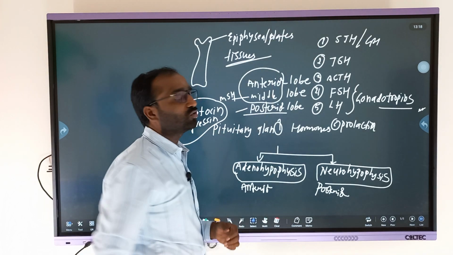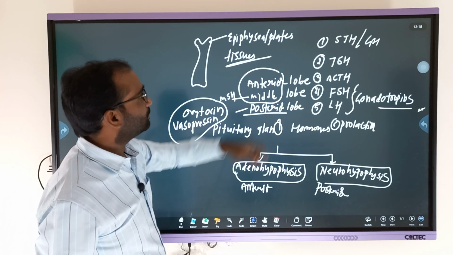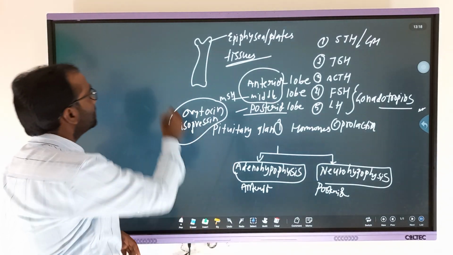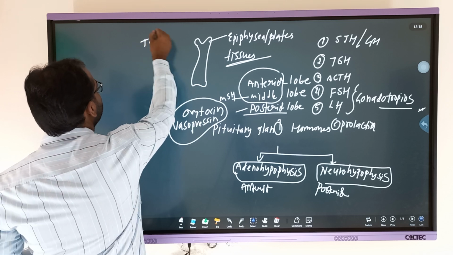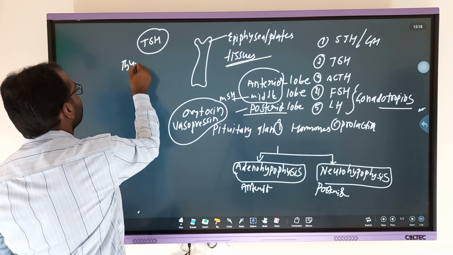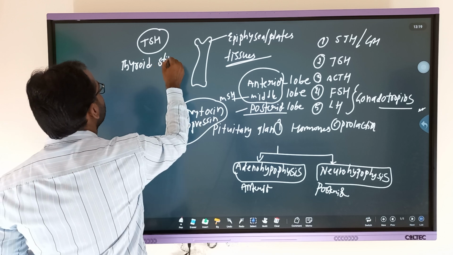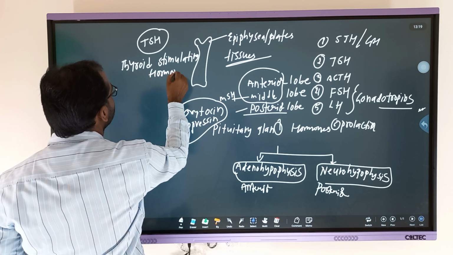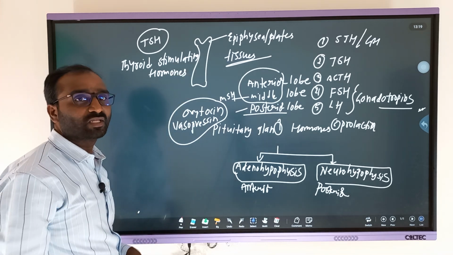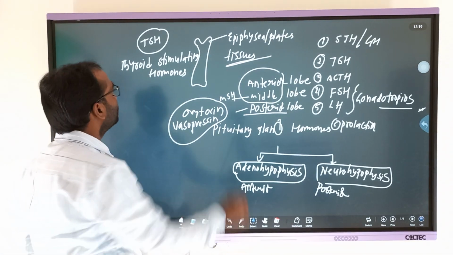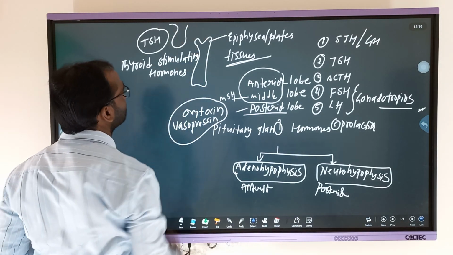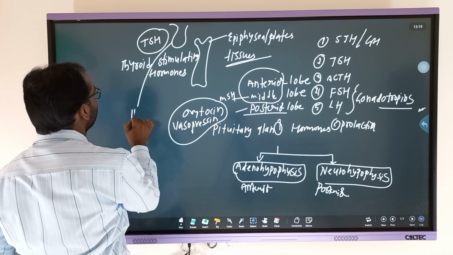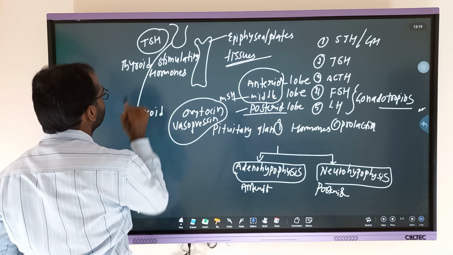Hence it is called what? Growth hormone. Then move on to the TSH, thyroid stimulating hormone. So what does TSH mean? Thyroid stimulating hormone. TSH is released from the pituitary, and that activates or stimulates the thyroid gland.